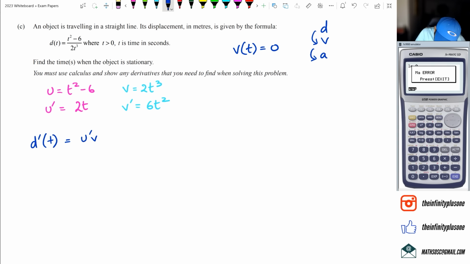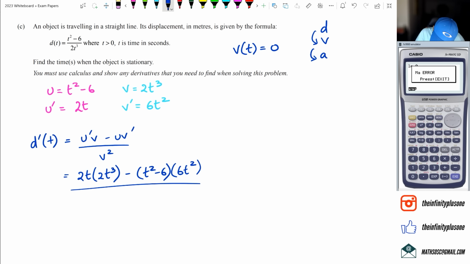So I've got u dash v minus uv dash divided by v squared. So u dash is 2t, v is 2t cubed, minus u, which happens to be t squared minus 6, times v dash, which is 6t squared. All of that is divided by v dash. No, v squared, isn't it? Yeah, 2t cubed to the power of 2. So at this point, I've got to simplify everything and put it equal to 0, because that's literally what the question's actually asking.